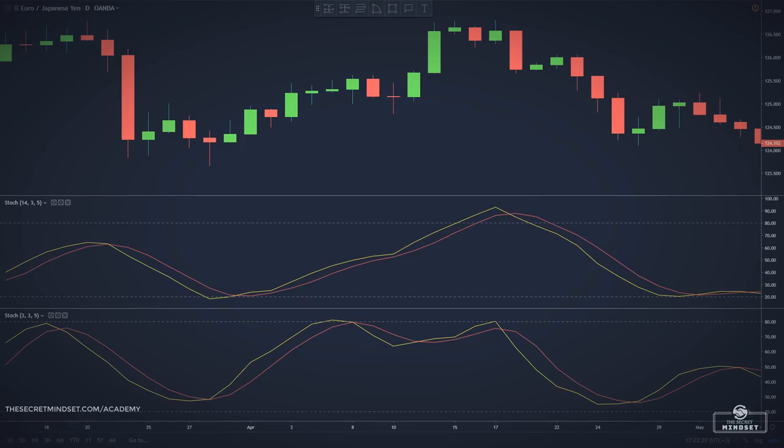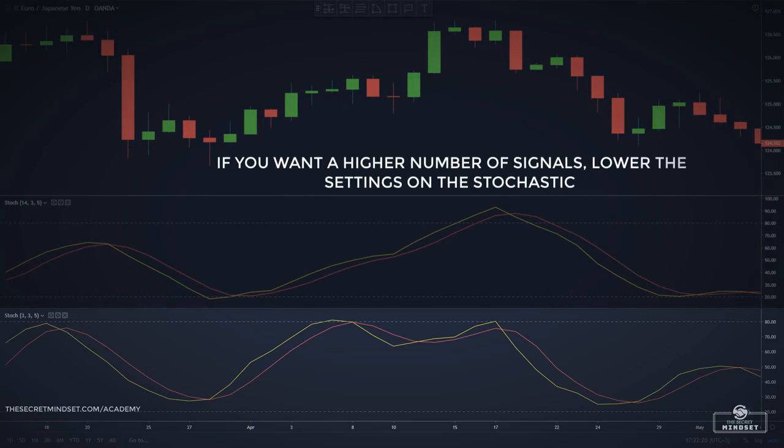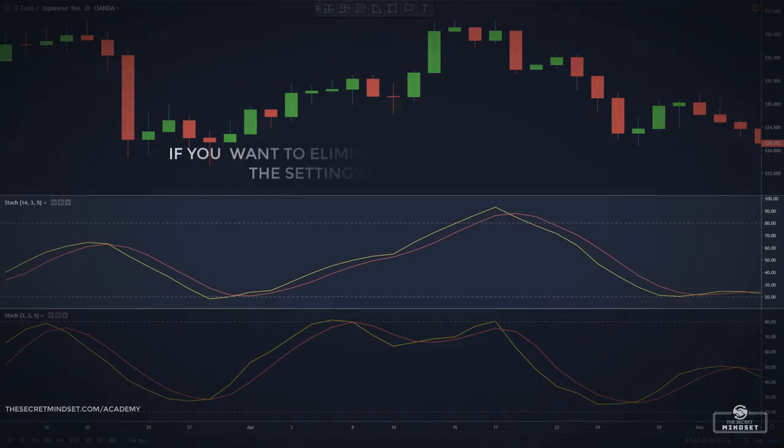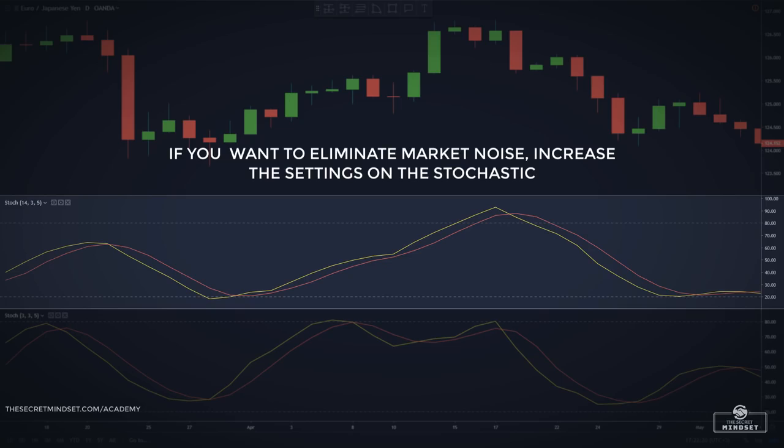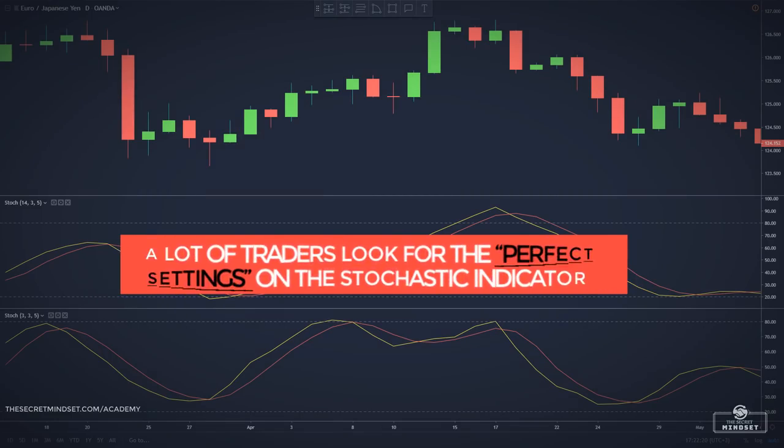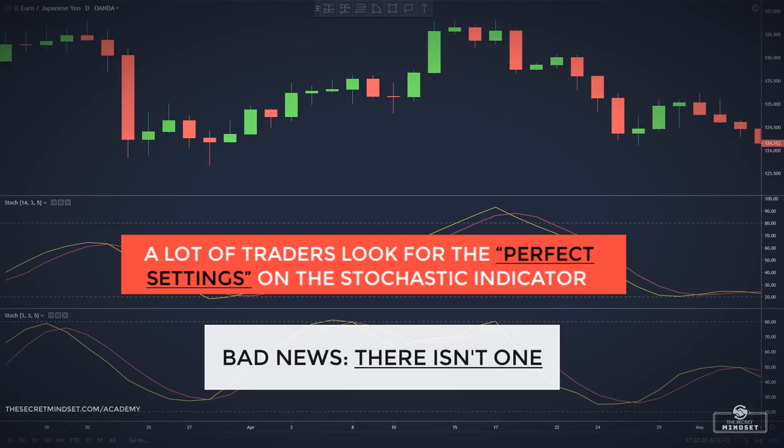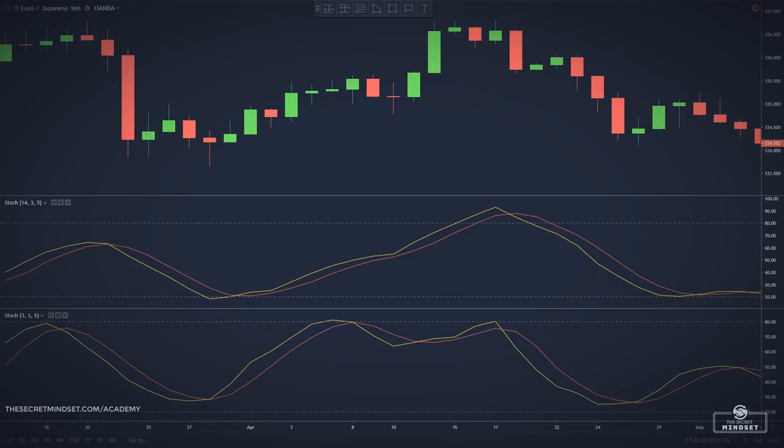If you want a higher number of signals when you trend trade, then lower settings on the stochastic will suit you. If you are a swing trader or a position trader and want to eliminate market noise, then higher settings on the stochastic will help you to do that. A lot of traders look for the perfect settings on the stochastic indicator when they trade the Forex or the stock market. The reality is that there isn't one. You just have to know your trading style. You then have to backtest different settings depending on the market you are trading and the time frame you are analyzing. I prefer to use the stochastic oscillator with 8, 3 and 5 on higher time frames.